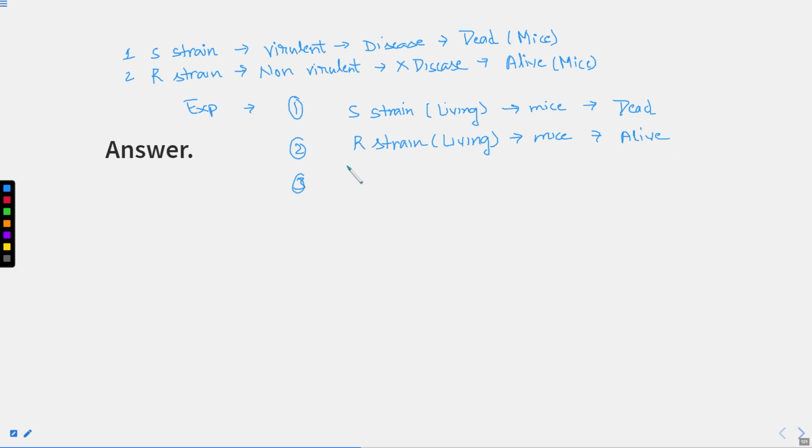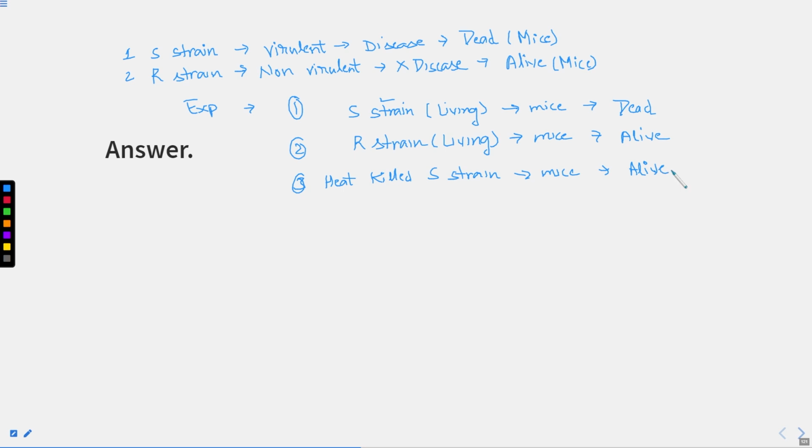Then, in the third experiment, he heat killed this S strain. So he injected the heat killed S strain into the mice. And in this case, what he observed, the mice was alive, was not dead.